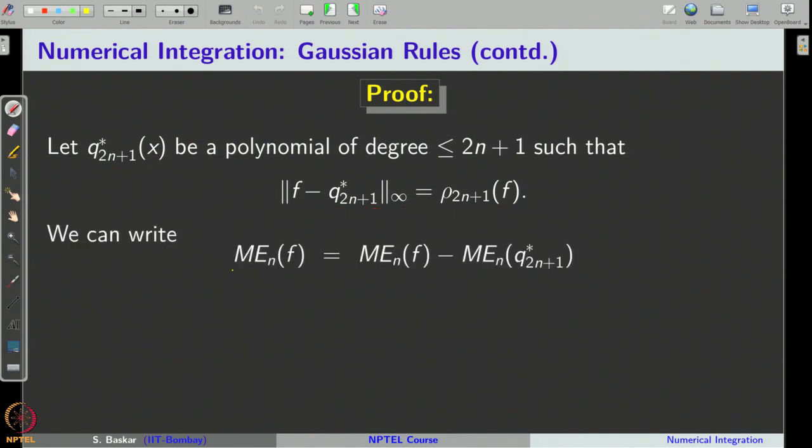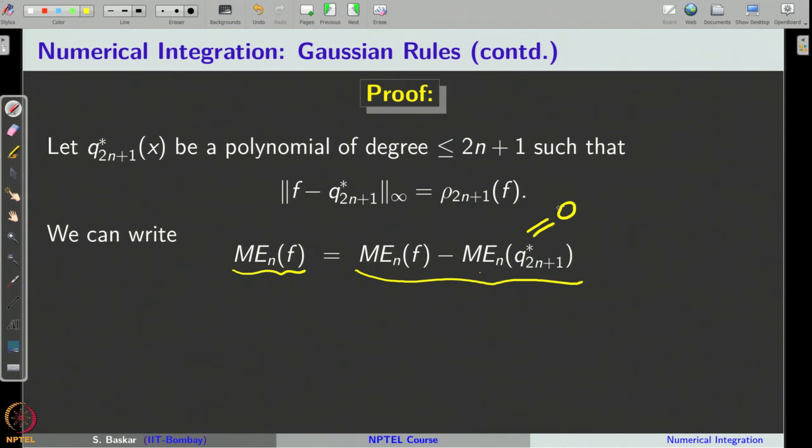And now look at the mathematical error of f. You can see that the mathematical error involved in the Gaussian quadrature rule in evaluating the integral of f is written like this. Why is it so? Because this is actually equal to 0, because by the derivation, the Gaussian quadrature rule gives you the exact value for all polynomials of degree 2n plus 1, right? And q star is a polynomial of degree less than or equal to 2n plus 1. Therefore, the Gaussian quadrature rule gives you the exact integral value.